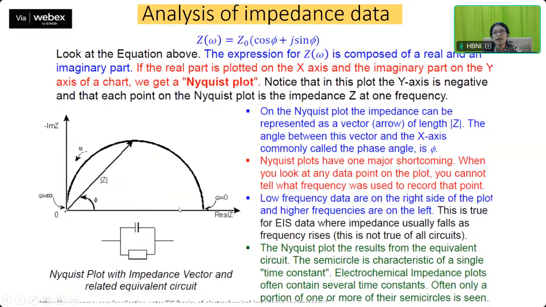When you look at a data point, you cannot tell what frequency was used to record that particular point. And always remember, the lower frequency data is on the right hand side, whereas the higher frequency data is on the left hand side. This is true for EIS data, where impedance usually falls as the frequency rises. Not true for all circuits, but normally impedance falls as frequency rises. So the Nyquist plot results from the equivalent circuit. If you have a Nyquist plot which looks like this, then the corresponding equivalent circuit is somewhat like this.